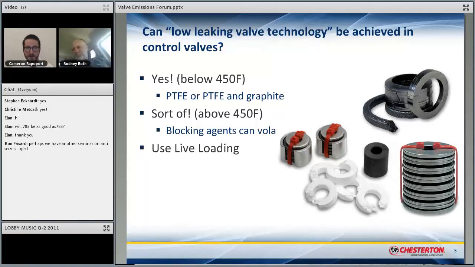All right. So another thing that people might ask is, if something's rated to 500 psi and 750 degrees Fahrenheit, is it going to perform low E at its maximum rated temperatures and pressures?